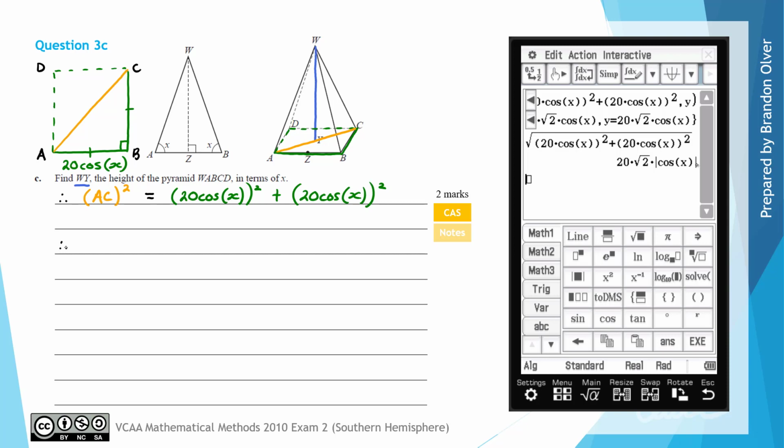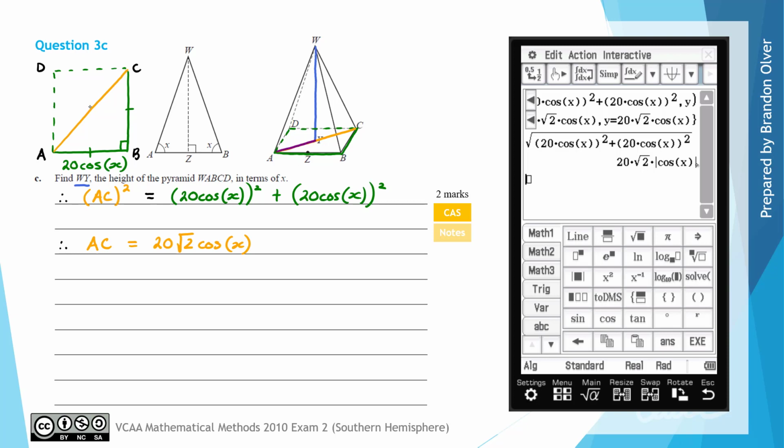So therefore, from the calculator, we found that AC by itself is equal to, ignoring the modulus or absolute value straight up and down lines that the calculator gave, or even just referring to the first way that I showed on the calculator, we knew that AC was just equal to 20 root 2 cos of x. However, we don't need all of AC, we actually just need to know A to Y to do this question.